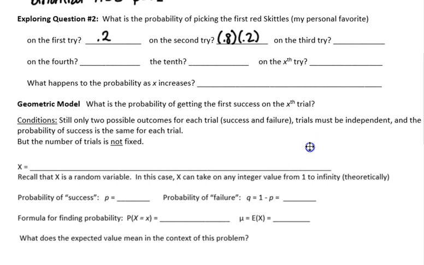and since they're independent events based on the 10% rule, we can multiply those probabilities. So that's 0.16. The probability of getting the red Skittle on the third try would be 0.8 times 0.8, 2 failures times a success, and that turns out to be 0.128. So you notice it's getting a little less likely each time.